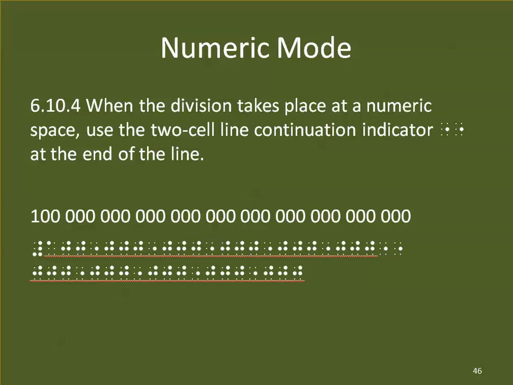So we have a long segmented number with spaces in between each segment. We use dot 5 for the numeric spaces. Then we get to the end of the line as far as we can go at a logical point, so we're breaking it at a space, not in the middle of a sequence of zeros. So a segment of zeros, I mean. So we're breaking it and telling the reader that the number is continuing. We don't need the numeric indicator on the next line.